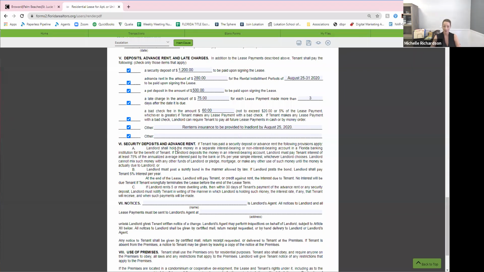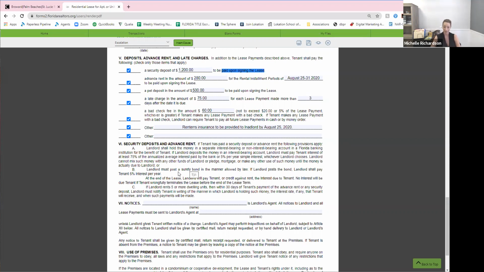Security deposits and advanced rent. It says if the tenant has paid a security deposit or advanced rent, the following provisions apply. If you see here, these all say upon the signing of the lease. If they haven't taken possession of the unit yet, that means the landlord will have $1,480 sitting in an account. The landlord has to specify where that money is.